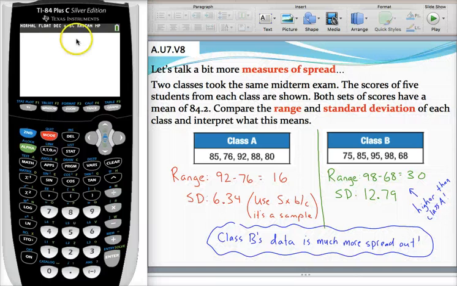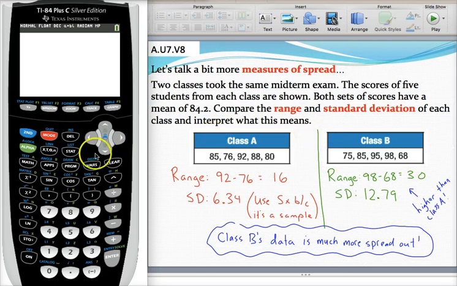Here we have two sets of data that describe the midterm grades of 5 different students from 2 classes. And what we're asked to do is compare the range and standard deviation of each set. Now, one thing that we're told is both have a mean and average of 84.2, but what does it mean when we talk about the range and standard deviation?